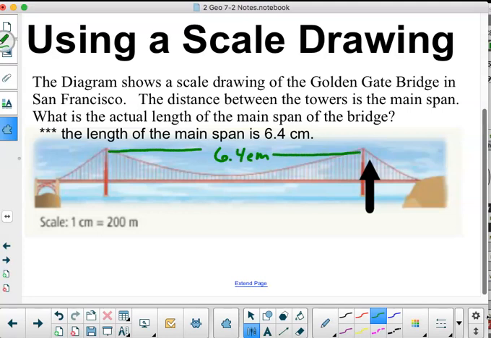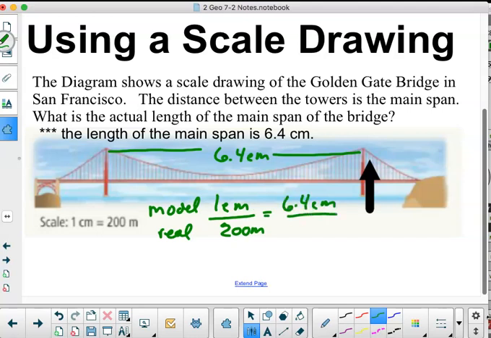Now, in our sketch, we have model and we have real. And they're saying that our 1 centimeter is 200 meters. Okay, so we know that our model is 6.4 centimeters here, or our sketch, and we're finding how many meters. So we can cross multiply and find out, okay, we've got X is equal to 200 meters times 6.4 centimeters.